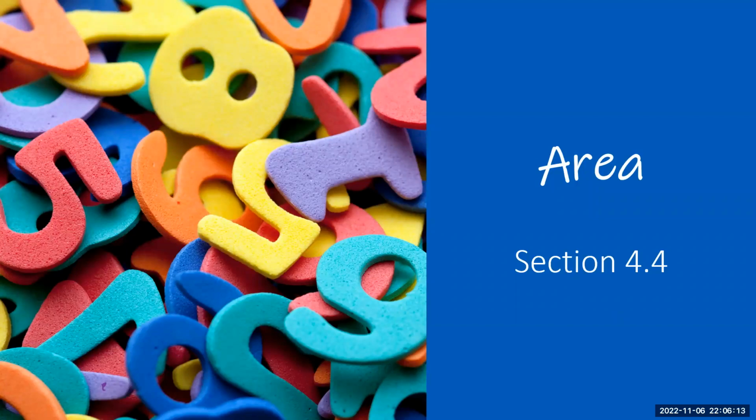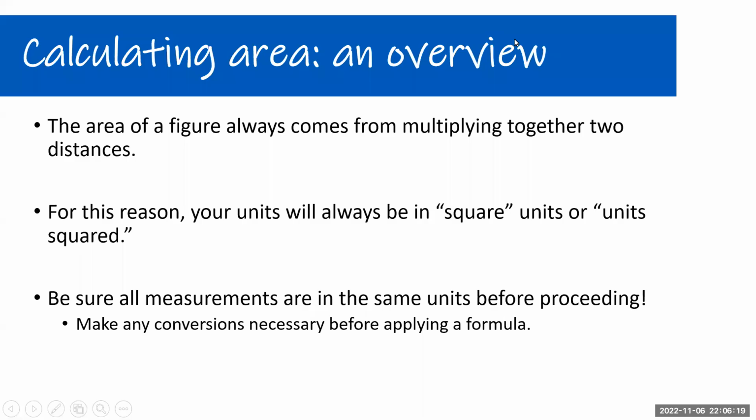Today we're going to talk about section 4.4, which is about area. Just as an overview for what we're going to be doing when we calculate area, you need to remember that the area of a figure always comes from multiplying together two different distances. Okay, so we're multiplying. Unlike in the last section where we talked about length and perimeter.